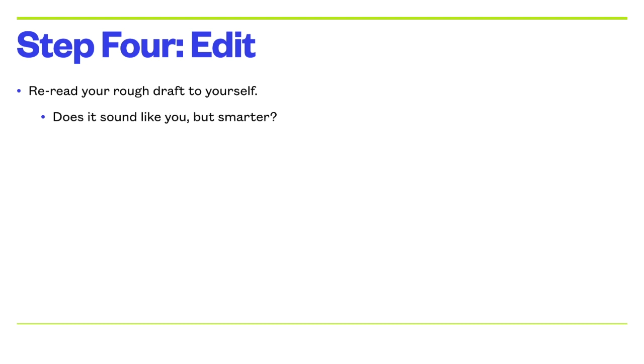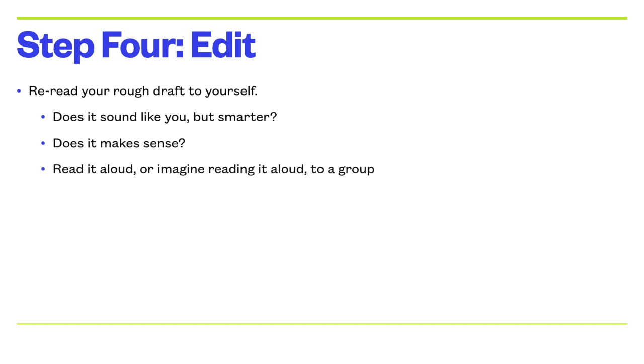Now that you have 3 paragraphs done, you're ready for step 4, the editing. The first step in editing is you have to reread your rough draft to yourself. You should ask yourself, does it sound like you, but smarter? Does it make sense? The best way to do that is to read it out loud or imagine reading it out loud to a group of 8th graders.